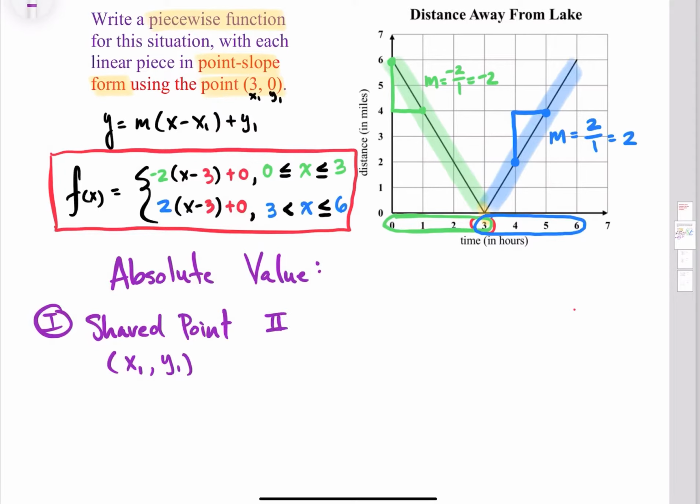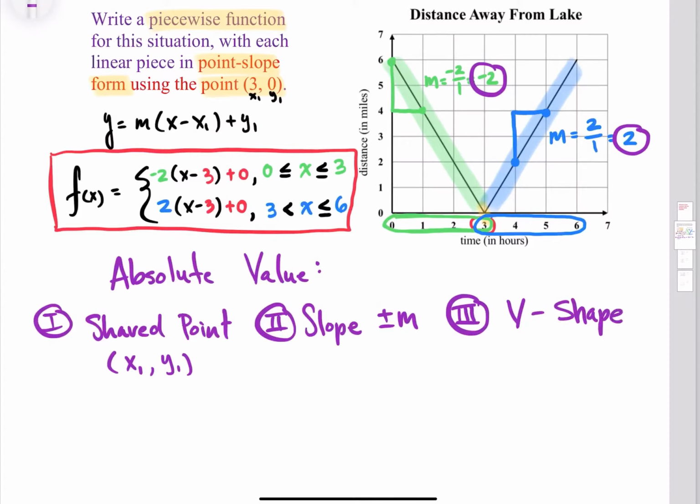Now, our second characteristic that we need to look for is that the slopes are very, very similar. The slopes happen to be positive and negative m. If we take a look at our slopes, we have a -2 and a +2. So if they happen to have the same value, but one's a positive and one's a negative, well then that's going to be an absolute value function. So it's going to be a characteristic of our absolute value function. And then the third characteristic that we see here is the shape of our graph. And the shape of our graph is in the form of a V. So it's in a V shape. Okay, so it's a V-shaped graph. It has a shared point of x1 and y1, and it has that slope of plus or minus m.